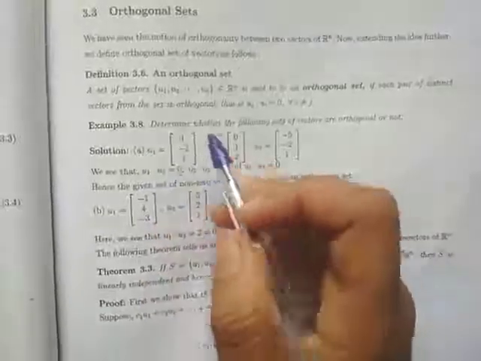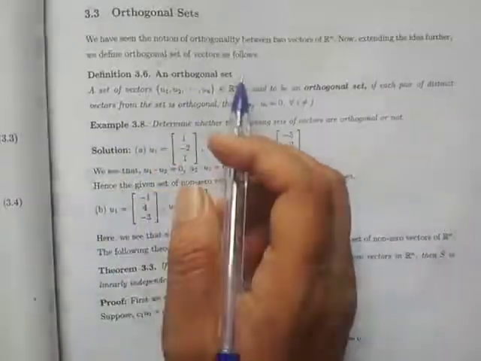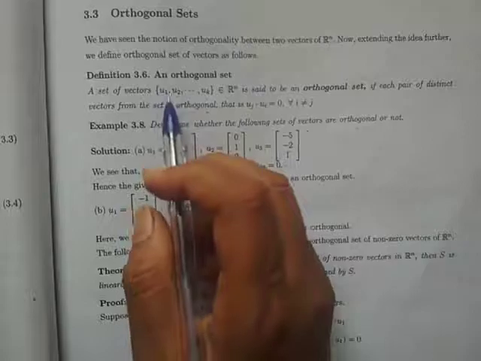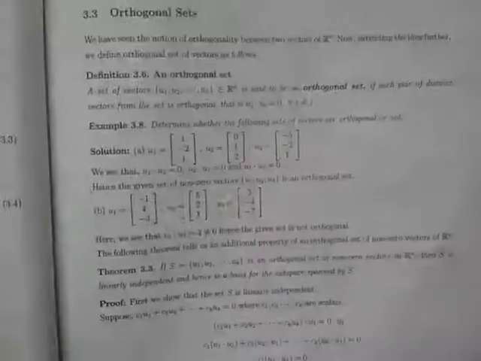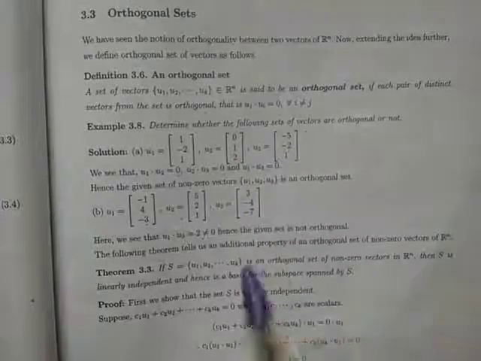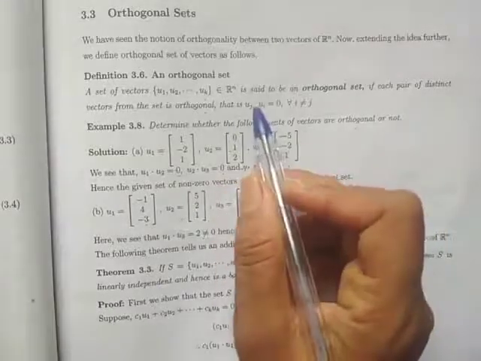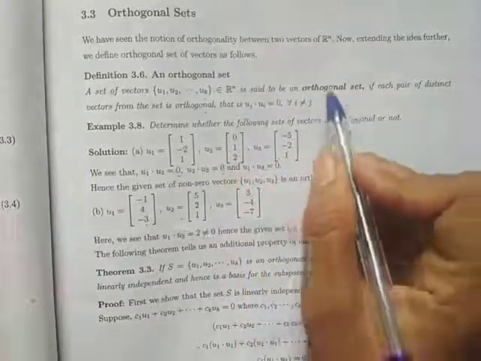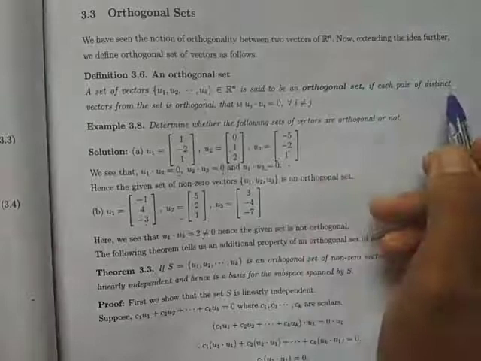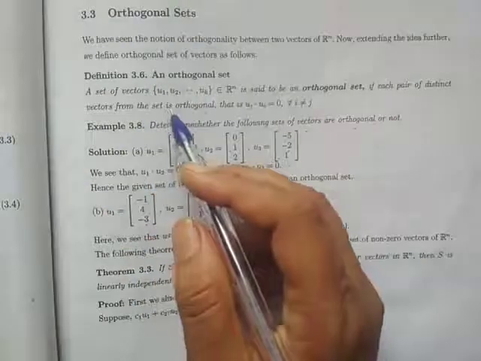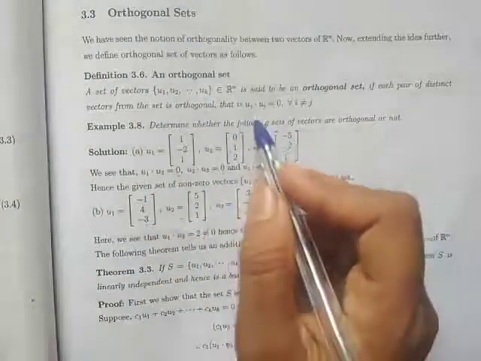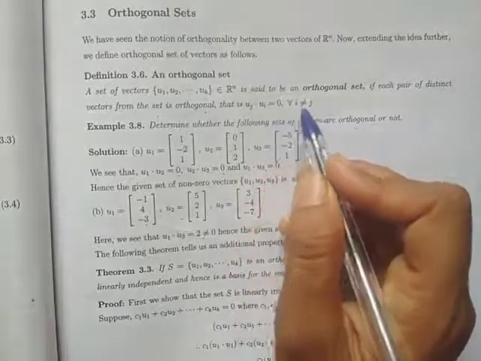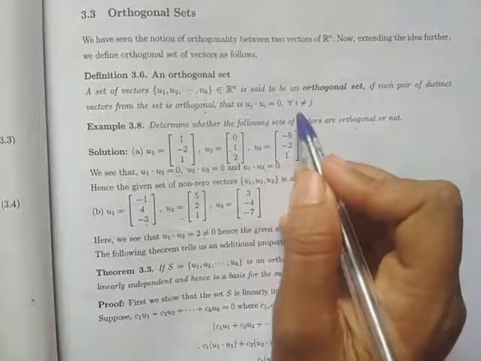Hello students, in this video we are going to see an orthogonal set. A set of vectors u1, u2 and so on up to uk belonging to Rn is said to be an orthogonal set if each pair of distinct vectors from the set is orthogonal, that is uj dot ui equals 0 for all i not equal to j.